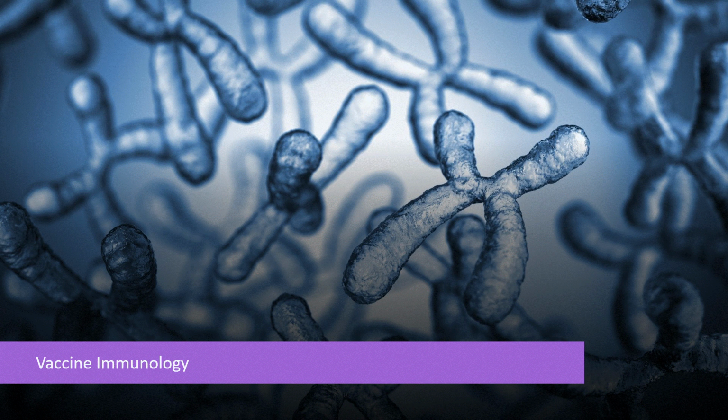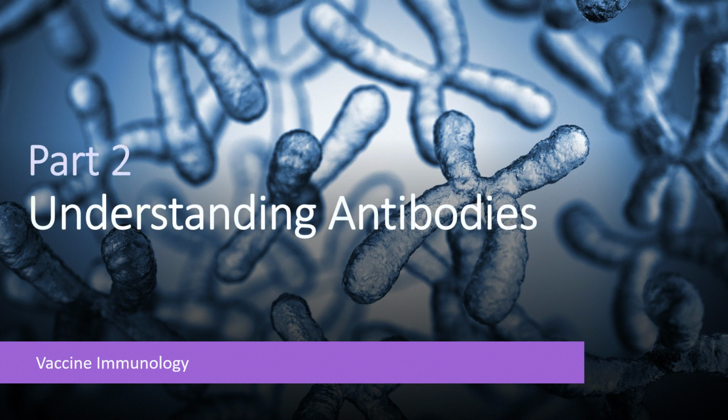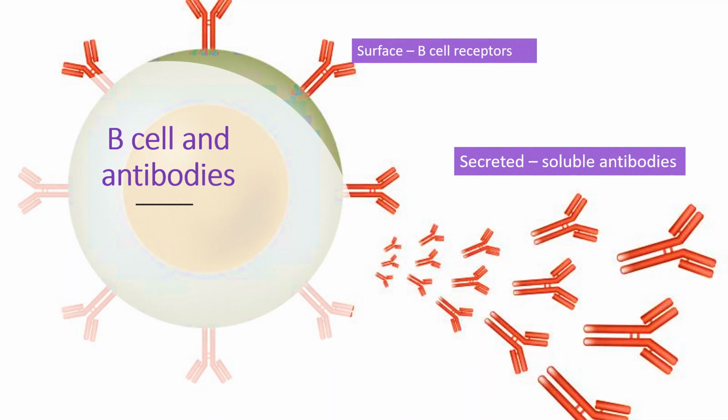This is the second part of our series on vaccine immunology. In this chapter, we will learn about antibodies, their structure, function, and amazing versatility in helping to protect our bodies. Antibodies are produced by specialized lymphocytes, known as B cells. Antibodies present on the B cell surface function as B cell receptors. Antibodies can also be secreted into the blood, lymphatics, and mucosal surfaces as soluble immunoglobulins.